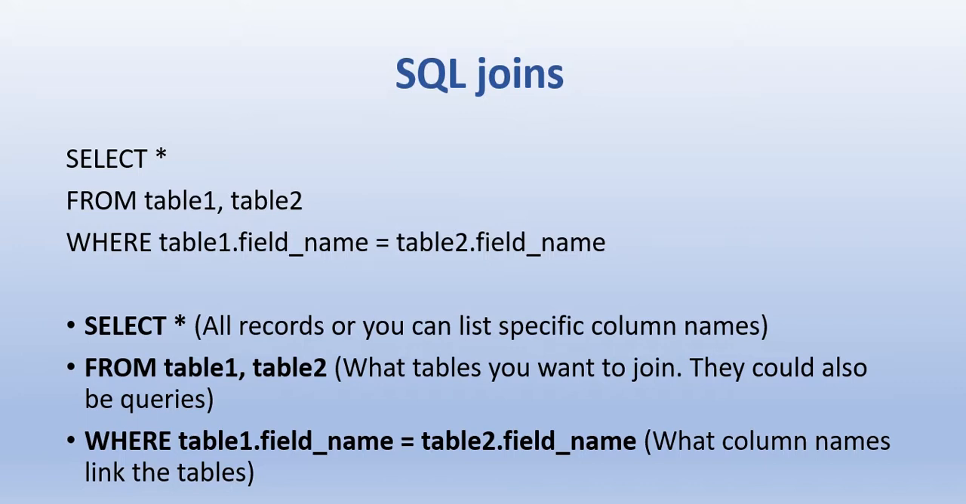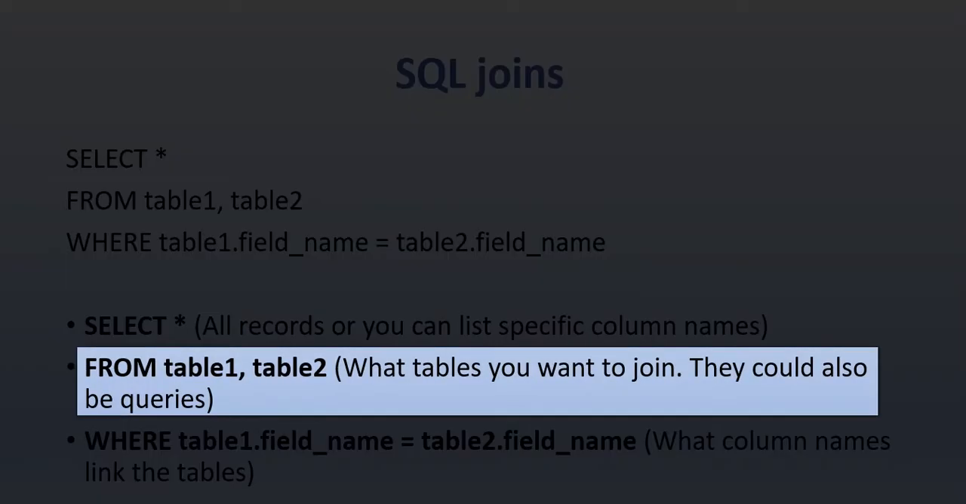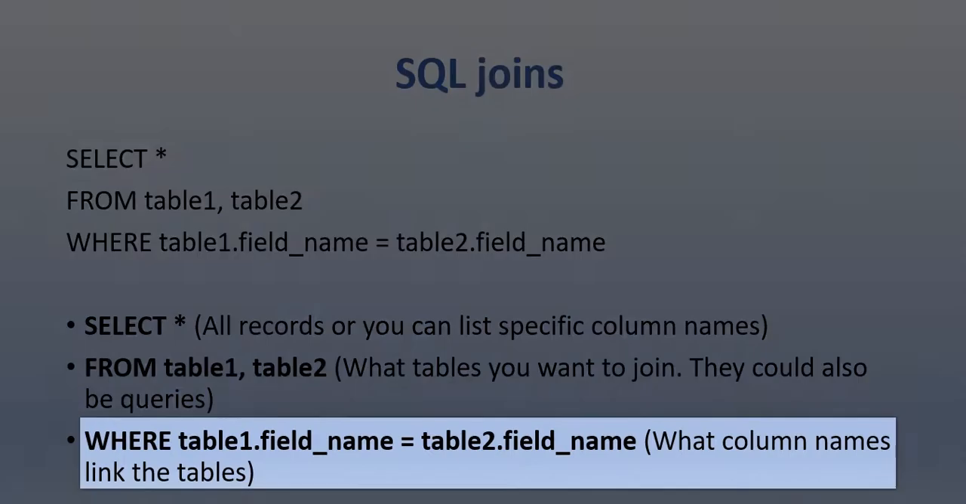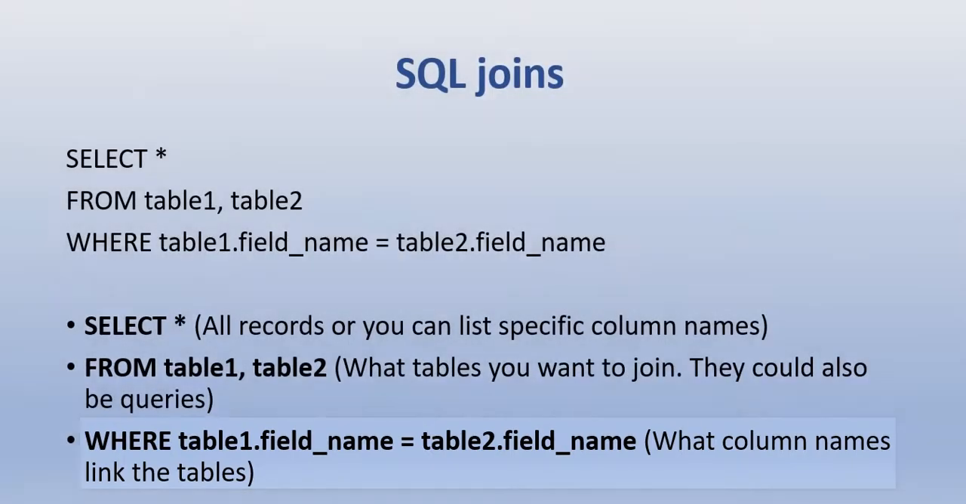So that's the general lineup for your join queries. And down below you see a little explainer where you're selecting what records from table 1 and table 2 are what you want the tables to join on so they can be matched together. And the where field is the common column names that they have. Does that make sense?